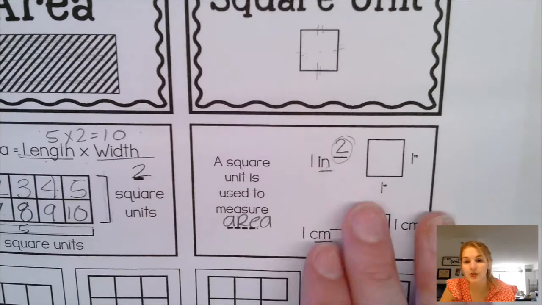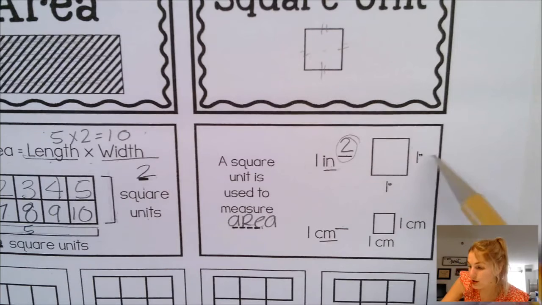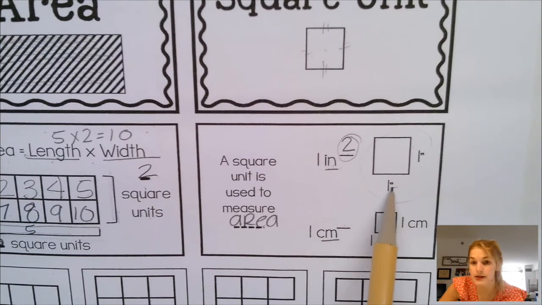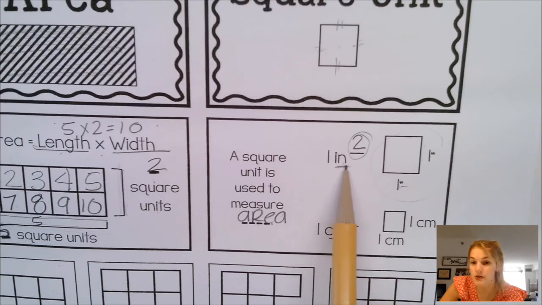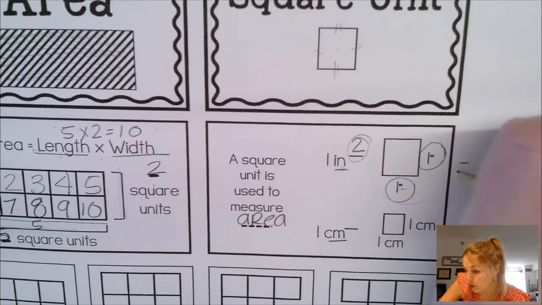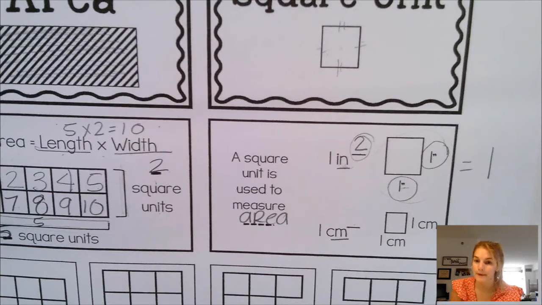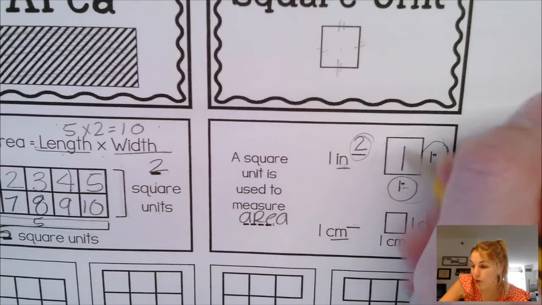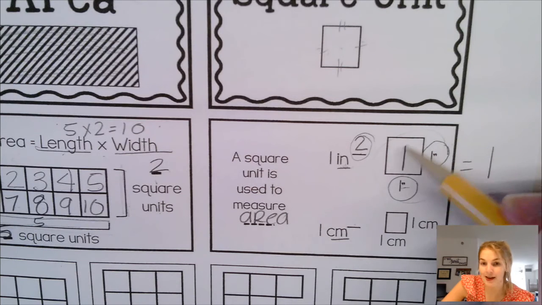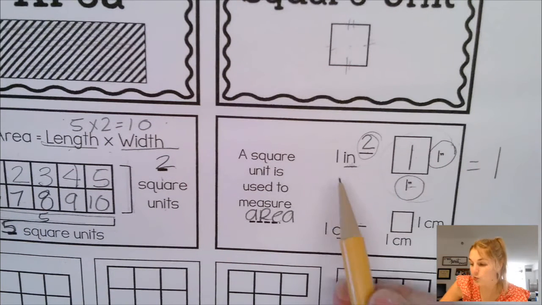So let's check out this square unit. This square unit right here says it's an inch, and we see that by the units here. That means an inch, and we also see it here. Now let's see. 1 times 1 equals 1. We also see that there is just one box. So the area of this right here is 1.